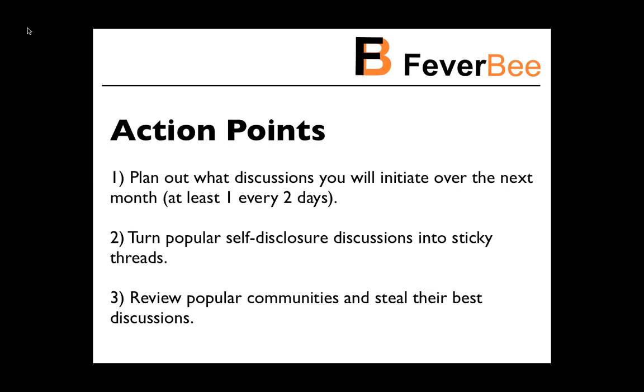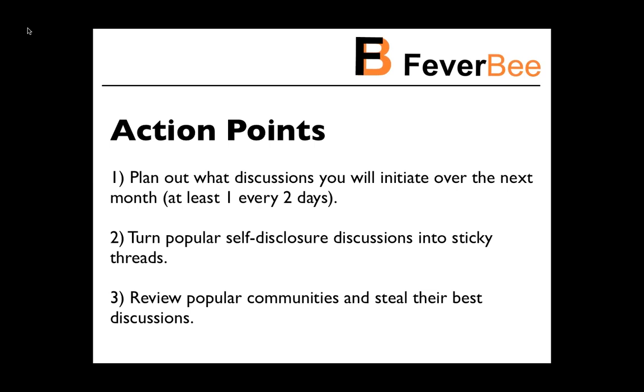If you just do these 3 things, then you'll probably find the level of activity in your community begins to go up and up and up. Because now you know what types of discussions to look out for, what types of discussions to initiate, and you have a process for deciding what works best.